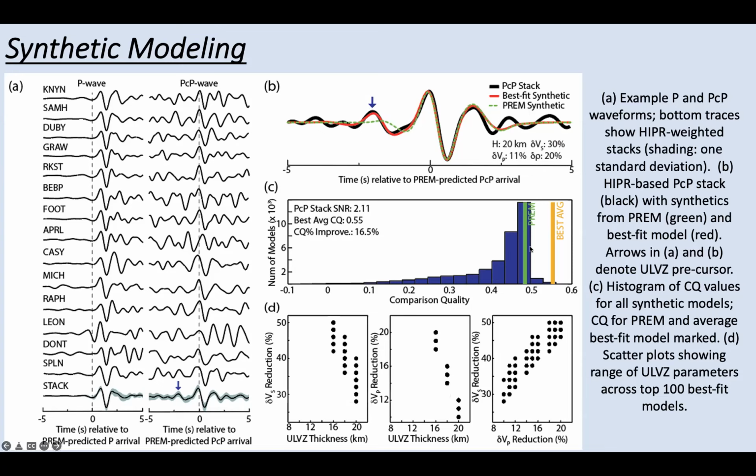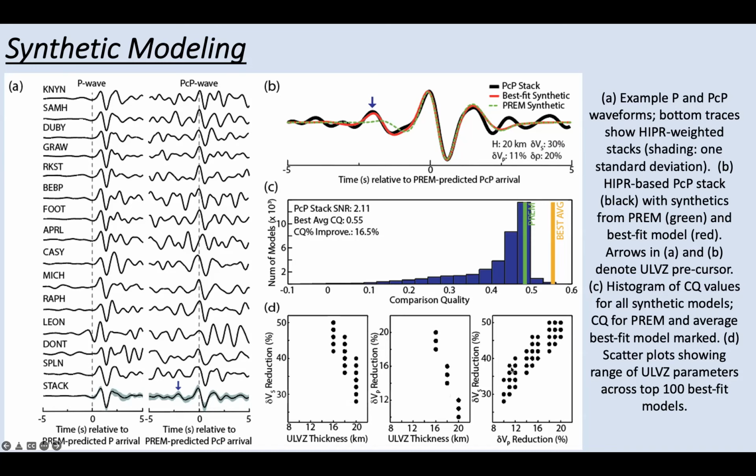Just for reference, the fit of PREM, again, without a ULVZ, is marked by the green line. And then the orange line right here that says best average is the average CQ over the top 100 best fit models for this particular event. A few other details here. We have the PCP stack signal to noise ratio, the average CQ value, again, where this orange line plots. And in this particular case, CQ percent improvement is how much better a ULVZ model fits this event compared to a non-ULVZ model. So in this particular example, it fits about 17% better.